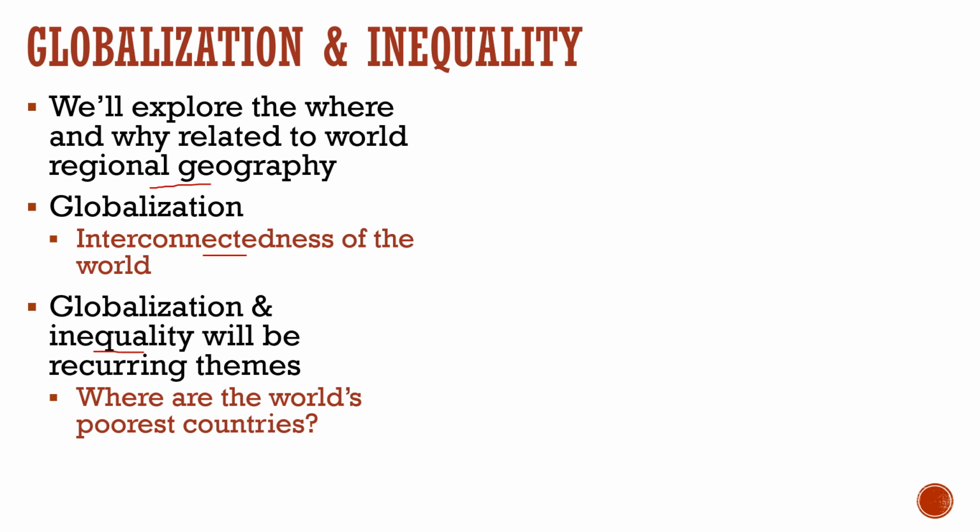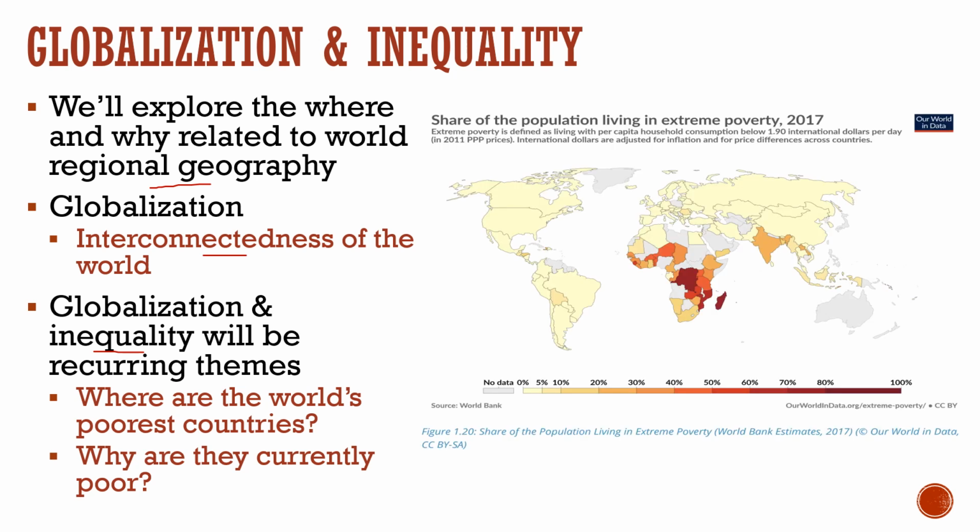So again, where are the world's poorest countries? Why are they currently poor? These are the questions that this subdiscipline of geography looks at. So if we look at those living in extreme poverty, we start to see Africa, of course, being the most extreme in the poverty level, up to 100% poverty. Our more industrialized nations, of course, like the United States, have a much lower rate. It doesn't mean there are not individuals living in extreme poverty, but just as a percentage, much less than what we see in other parts of the world.